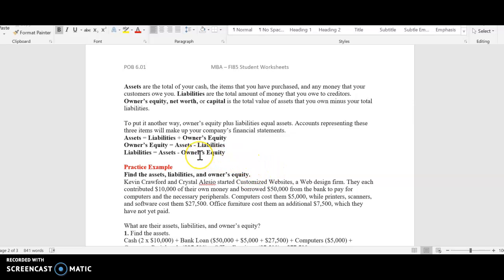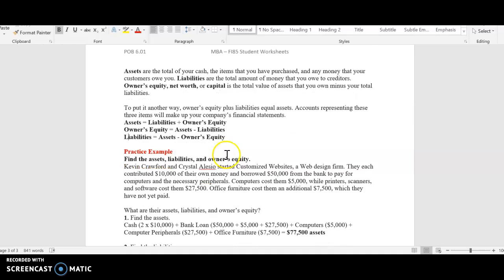I told you, if you don't know anything else throughout this whole objective, you need to know the accounting equation, which is this right here. Assets equals liabilities plus owner's equity. Now they've gone a step further and asked, what if I need to know what owner's equity is? The accounting equation then is assets minus liabilities. And then what if I don't know what the liabilities are? It's assets minus owner's equity.